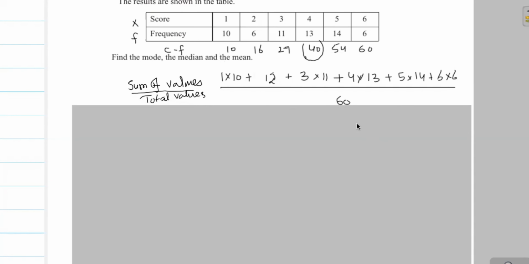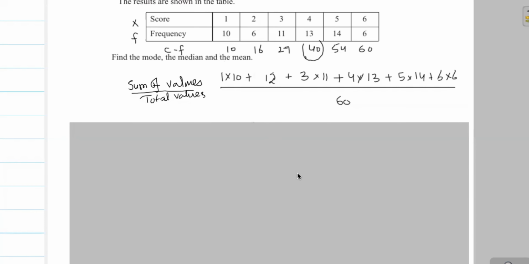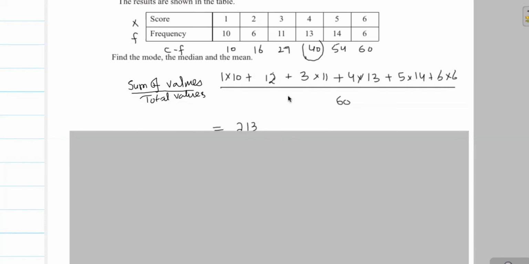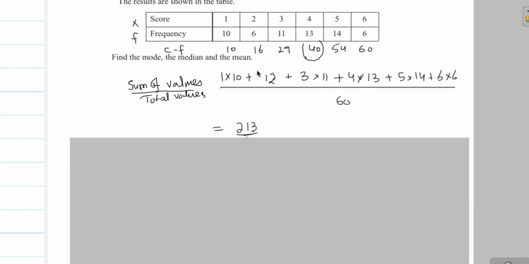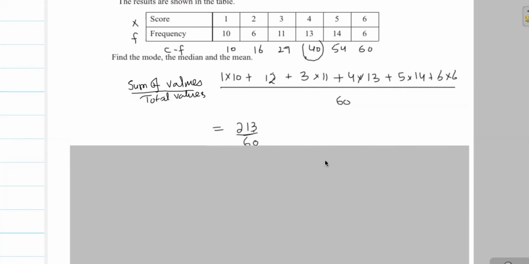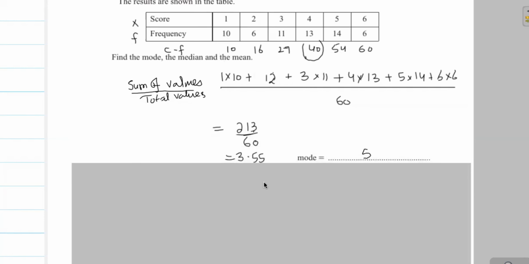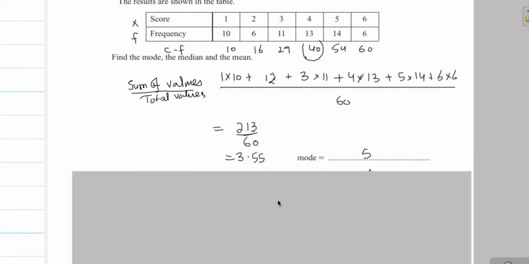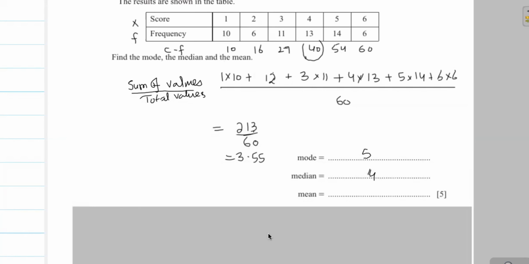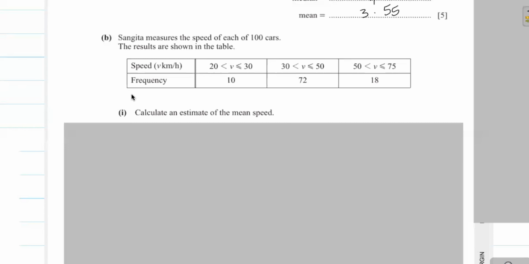We can find this value if we add all the frequencies. This is the total value. Next, we will simplify this. We get 213, the sum of values, divided by 60. And when we divide 213 by 60, we get 3.55. Therefore, the mean is 3.55, this is the answer.